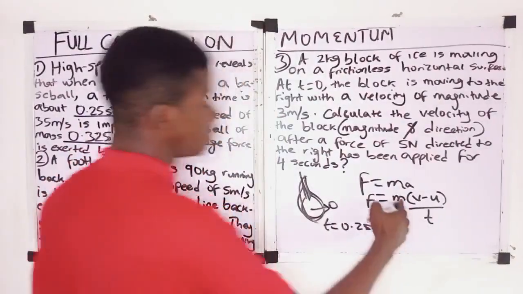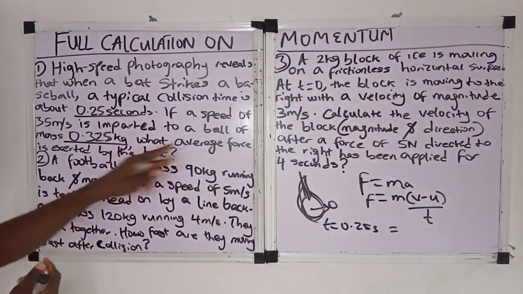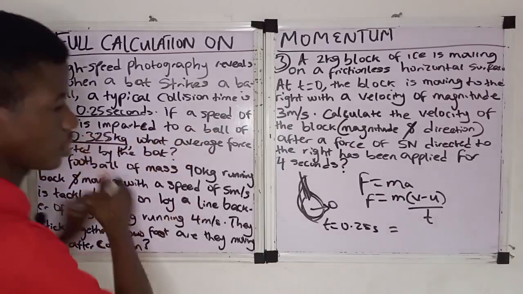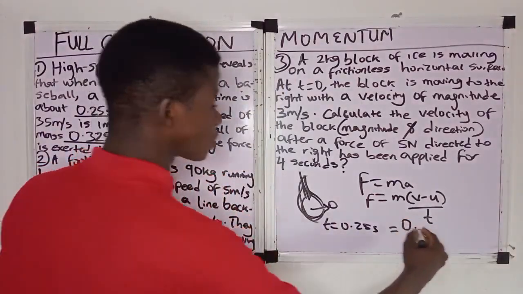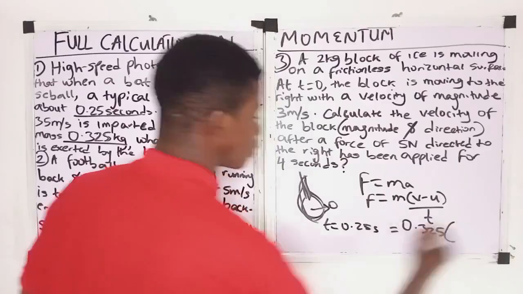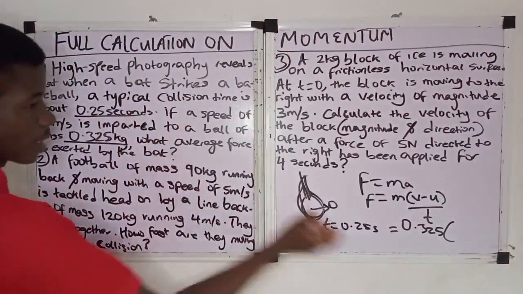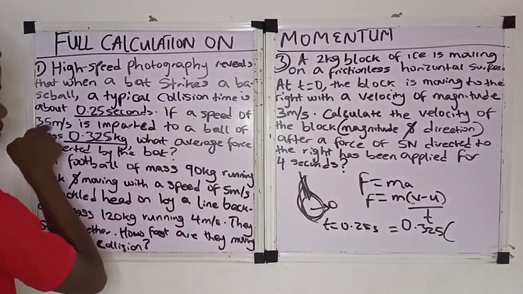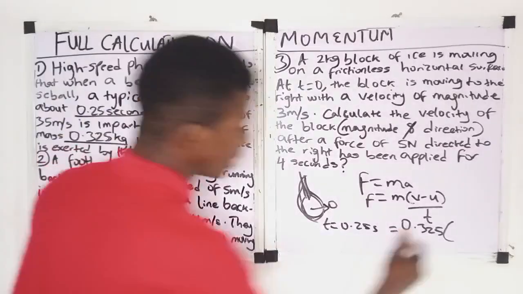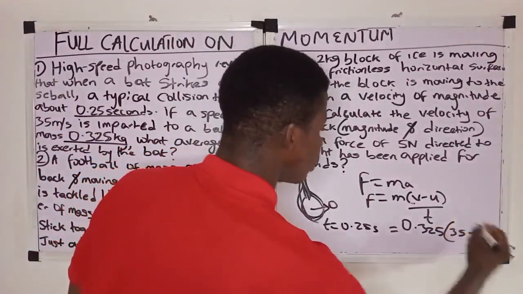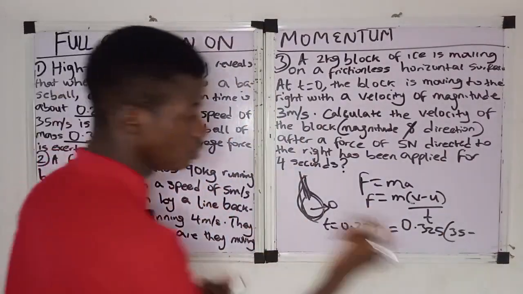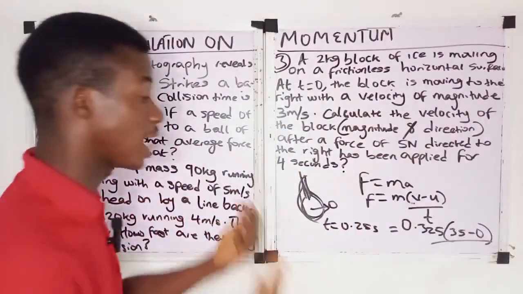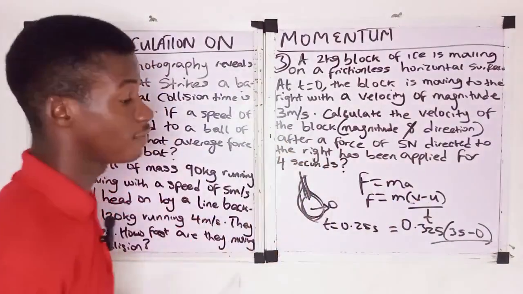So let's just continue. If a speed of 35 meters per second is imparted to a ball of mass, so this is the mass, which is 0.325. Then the final velocity of the ball is 35 meters per second. What about the initial velocity? Initially it is 0, because at that time the ball has not been struck yet, so initially the velocity of the ball is 0.